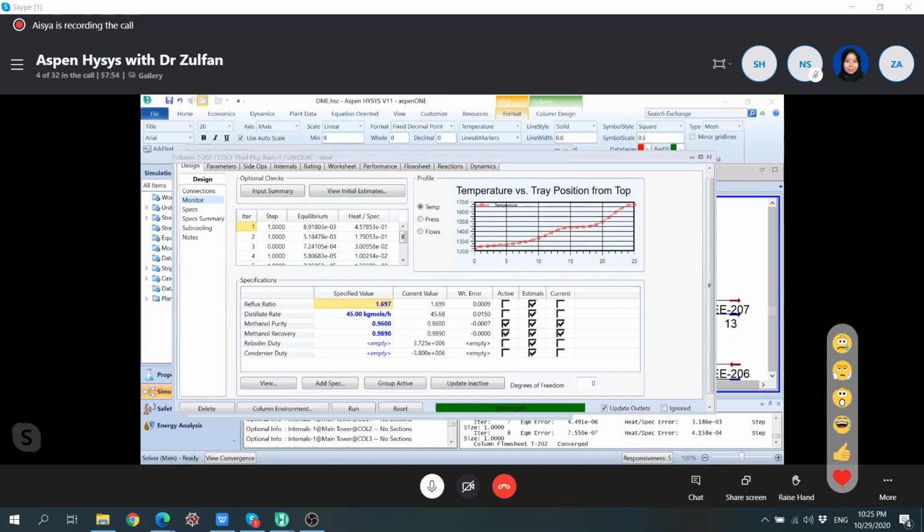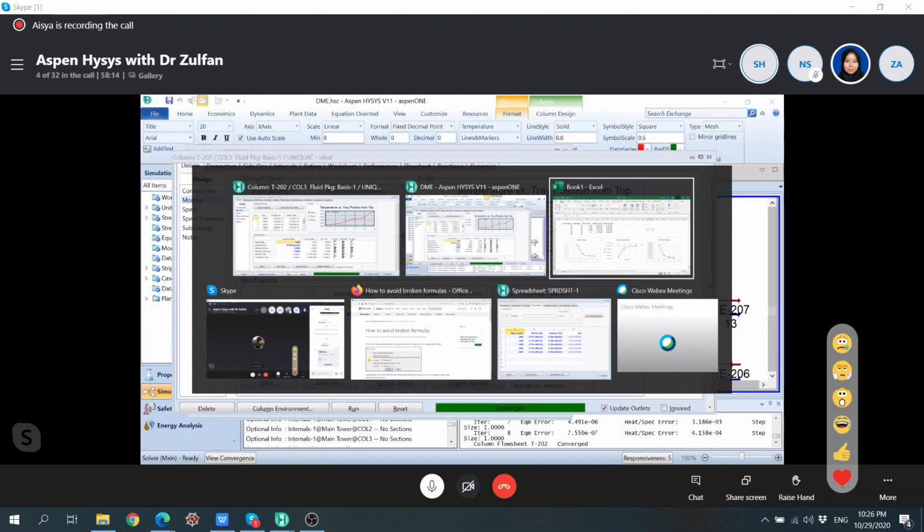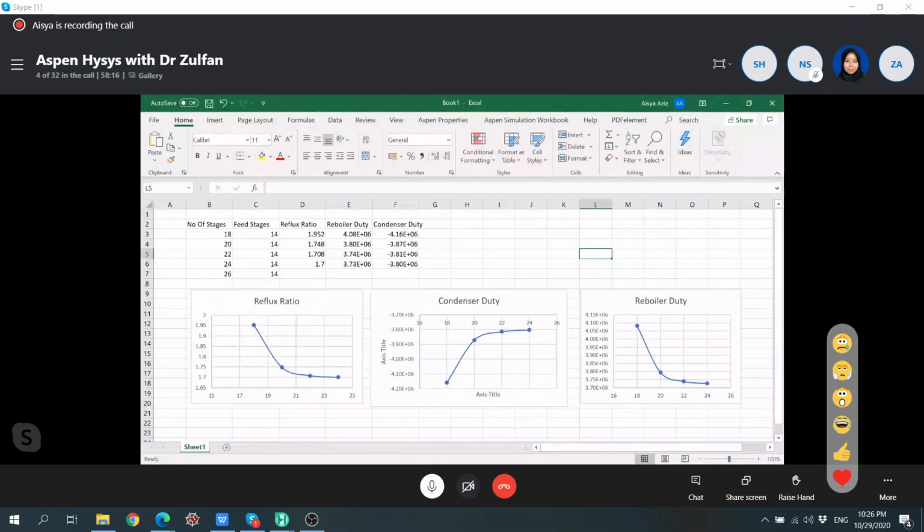So you get ringgit per year for the capex, and for the opex you can also calculate ringgit per year. So ringgit per year capex plus ringgit per year opex is then the total cost per year. Then you know the number of stages, the corresponding reboiler duty, and you can see which one is the cheapest.